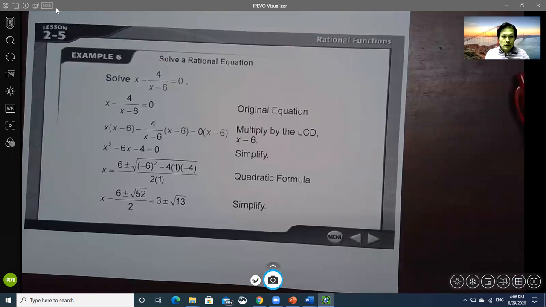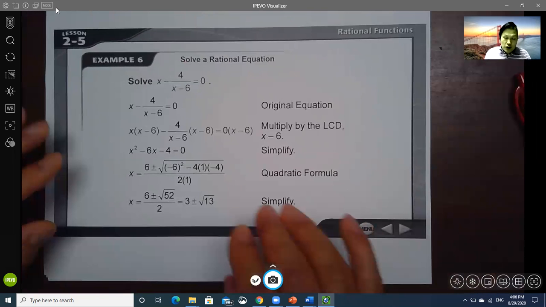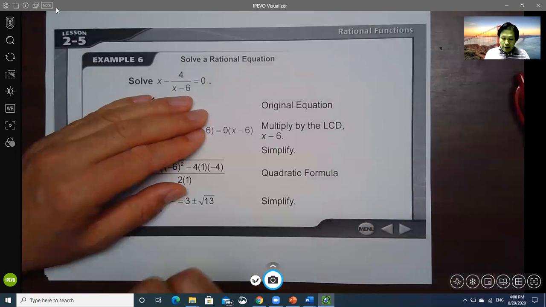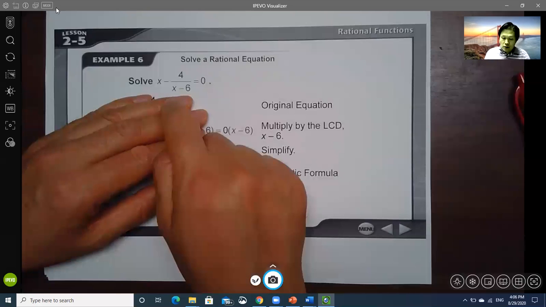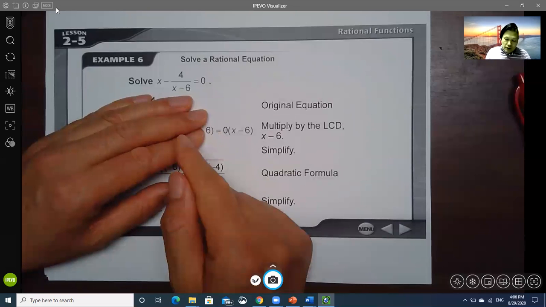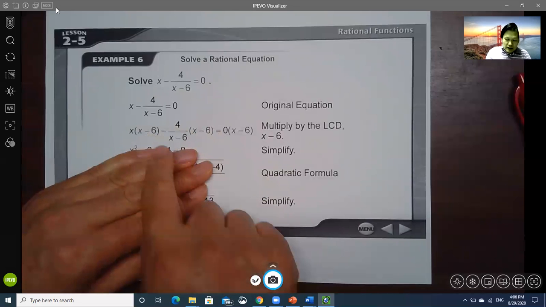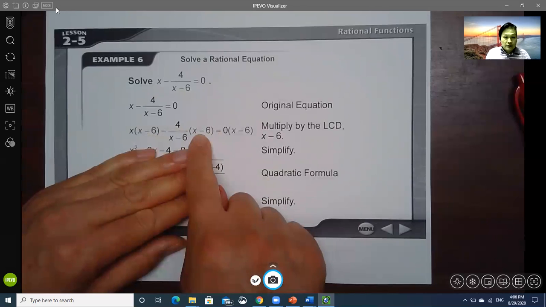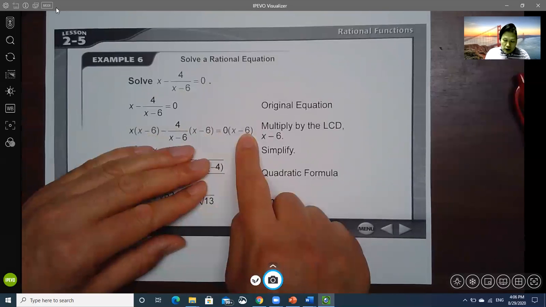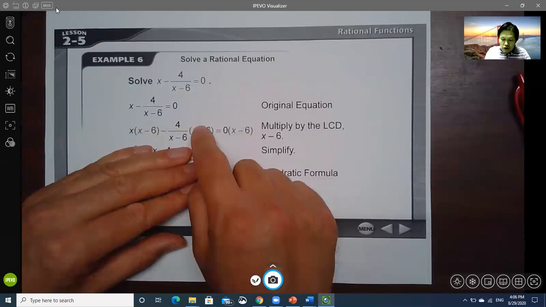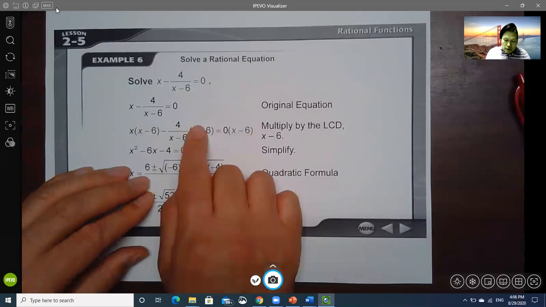Okay. When you try to solve this equation, first thing you have to do is get rid of x on denominator. So what did they do? They multiply by denominator everywhere. Multiply by x minus 6, x minus 6, x minus 6 everywhere. So these cancel out, numerator and denominator cancel out.